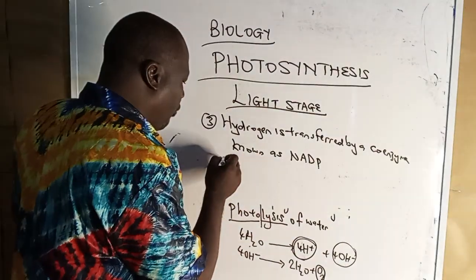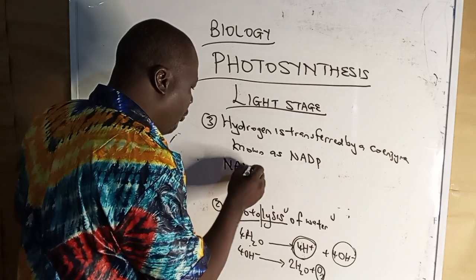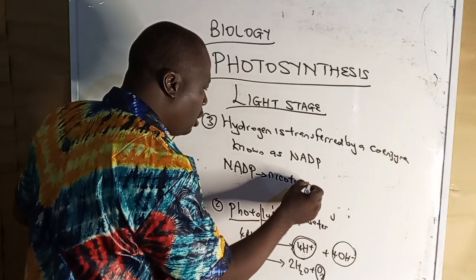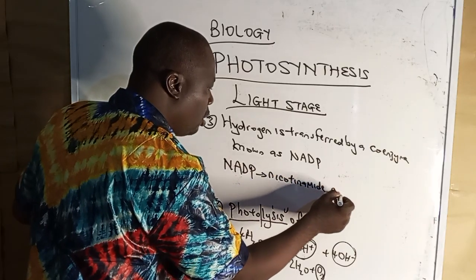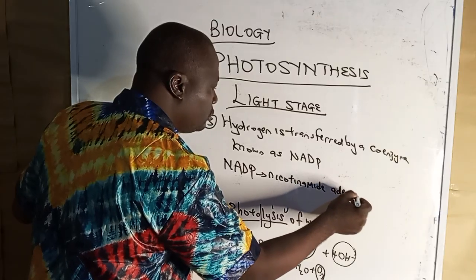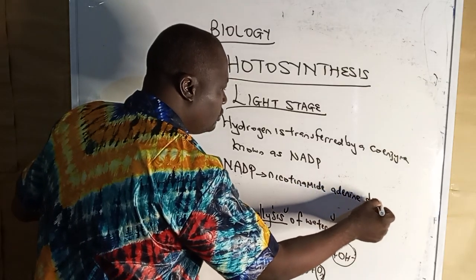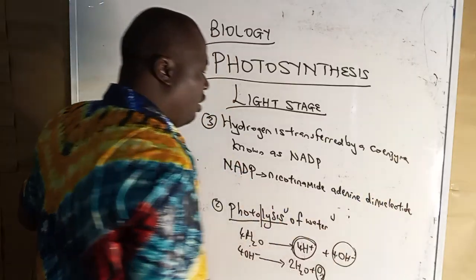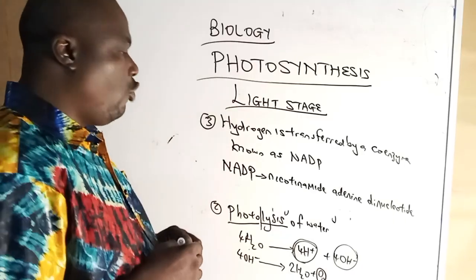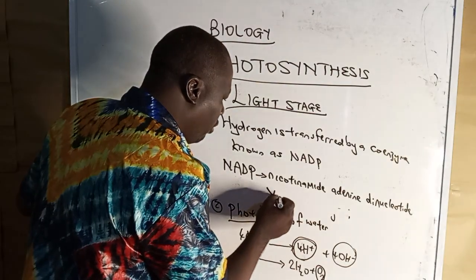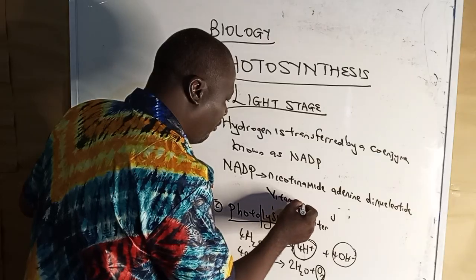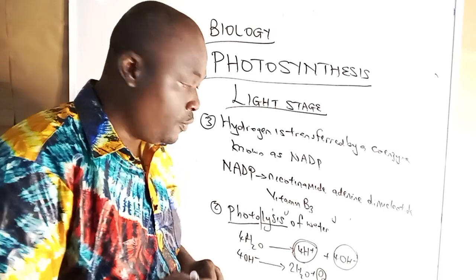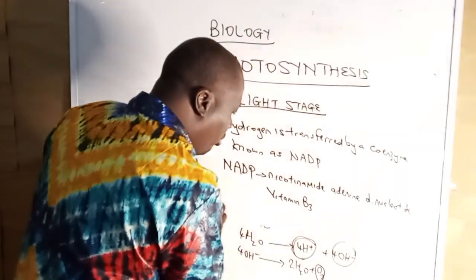So what is the function of NADP? NADP is a coenzyme called nicotinamide adenine dinucleotide. It's a coenzyme. The coenzyme got it from vitamin B3, niacin, or nicotinic acid, a water soluble vitamin. So once it's transferred, next thing is this.